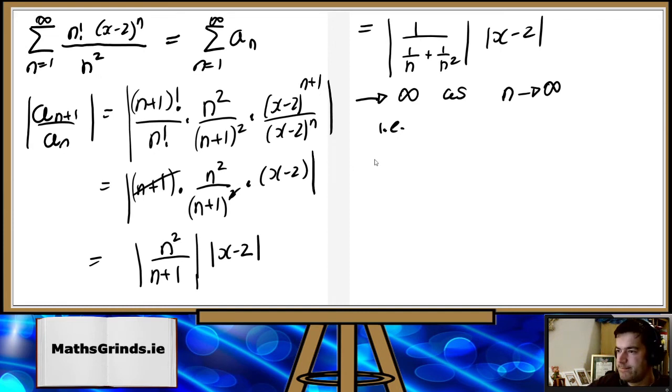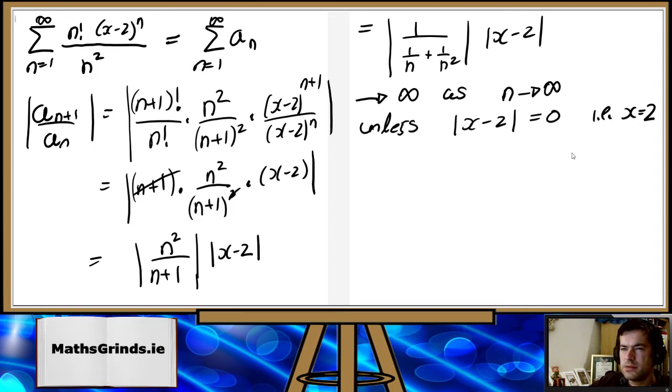So this only is prevented from happening unless the absolute value of x minus 2 is 0, i.e. x equals 2. But then the whole thing becomes rather trivial, because then it just becomes the sum from 1 to infinity of 0, which is obviously 0. So this is trivial.